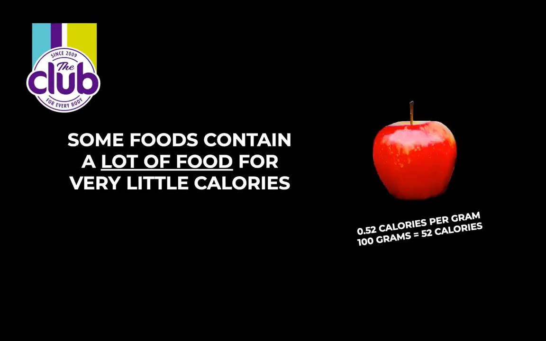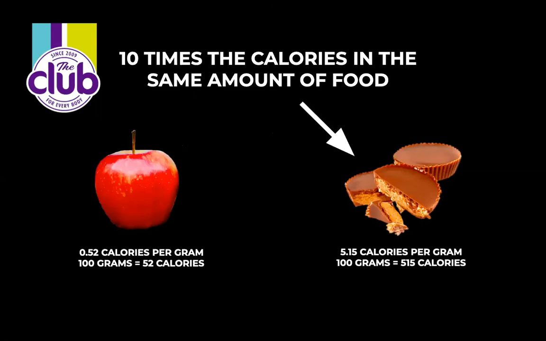Then, on the other hand, you have some foods that contain a lot of food for very little calories. An apple is a good example of this. They have just half a calorie per gram. So 100 grams gives you just 52 calories. So when we compare the two, you can see that the Reese's chocolate contains 10 times the amount of calories in the same amount of food.